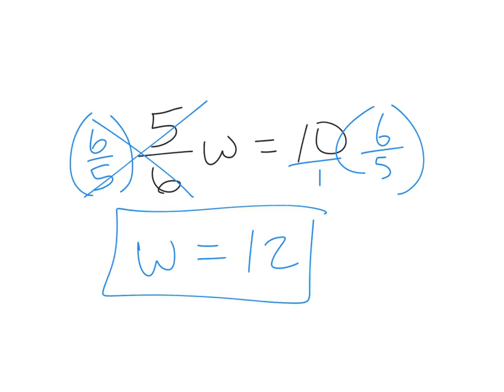Make sense? Do you want me to do another one? Or do you feel good? I feel pretty good. But you can do it. Let's do one more with a negative on it, just to practice. We'll move it around. So I have 9 equals negative 3/4 m.